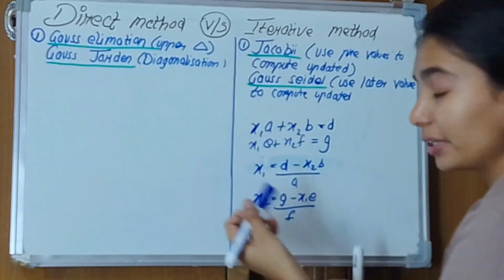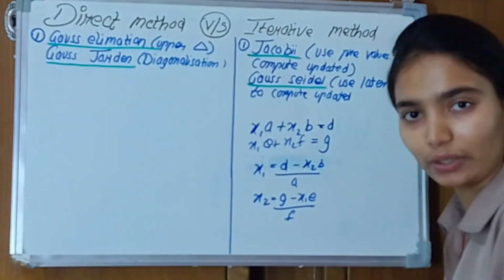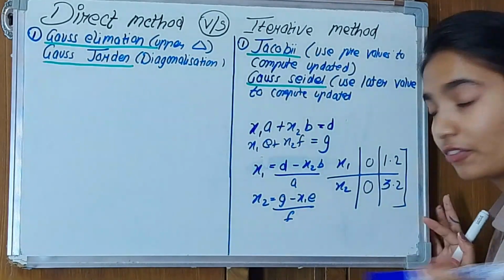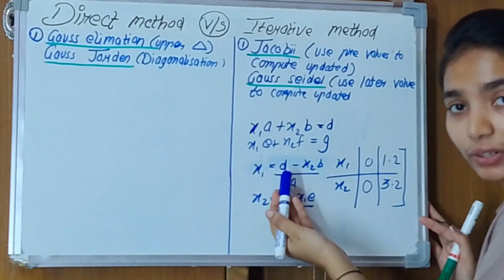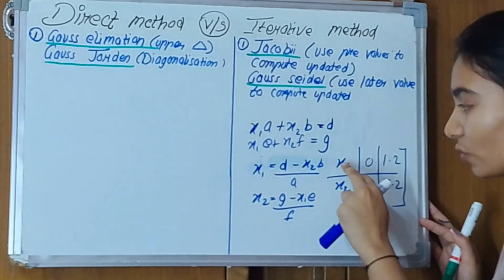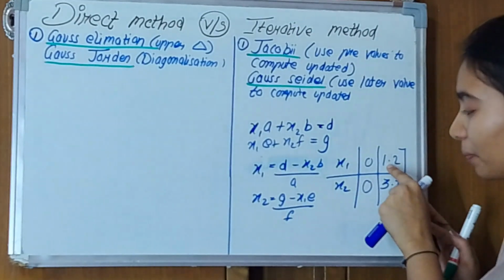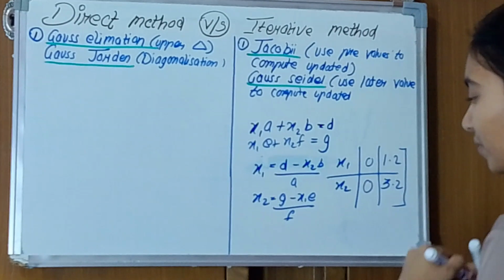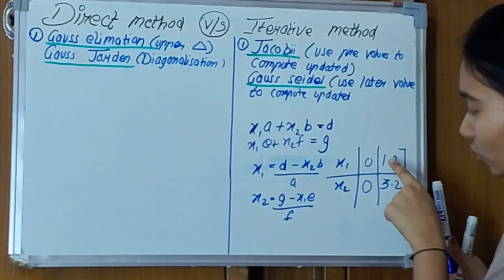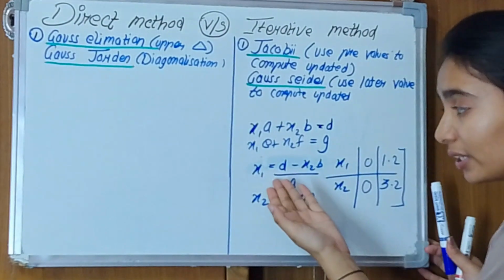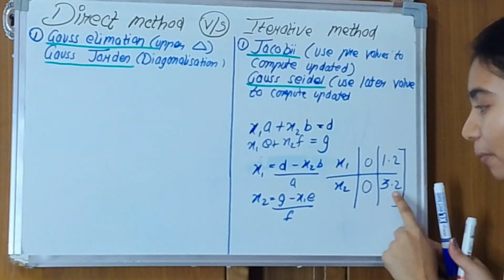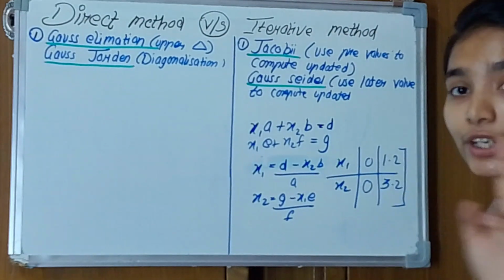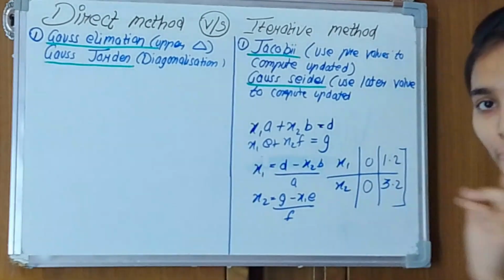Okay, from this equation we have calculated the values of x1 and x2. Now suppose we have put 0 for x1 for calculating x1 and x2. The values we get are 1.2 and 3.2. Let's suppose this, consider this. Now we put this updated value, 1.2 as x1 and 3.2 as x2, and further we'll keep calculating till two corresponding columns are equal.